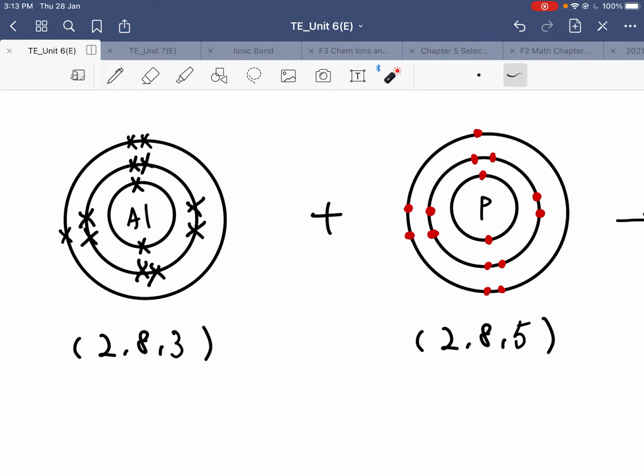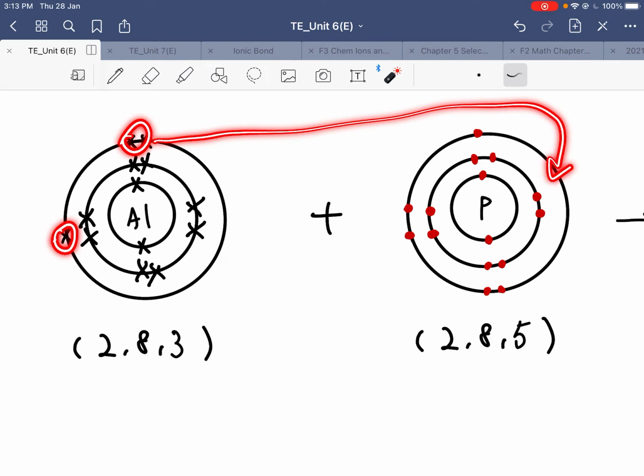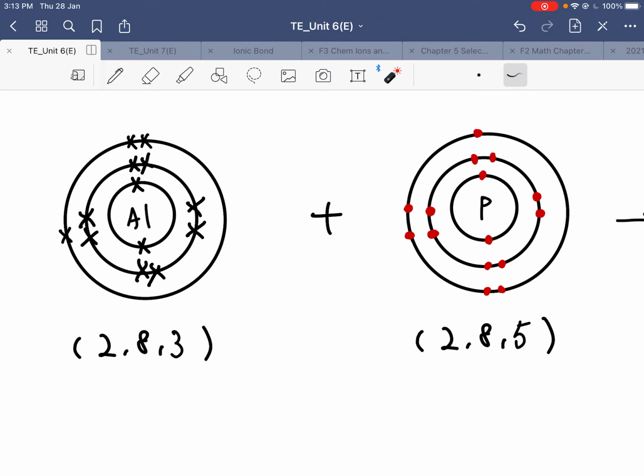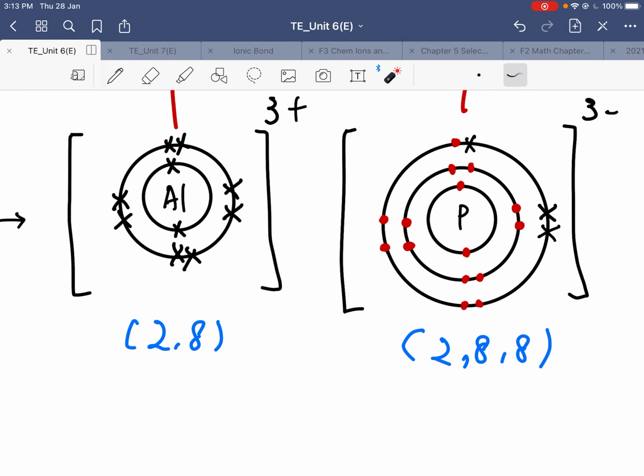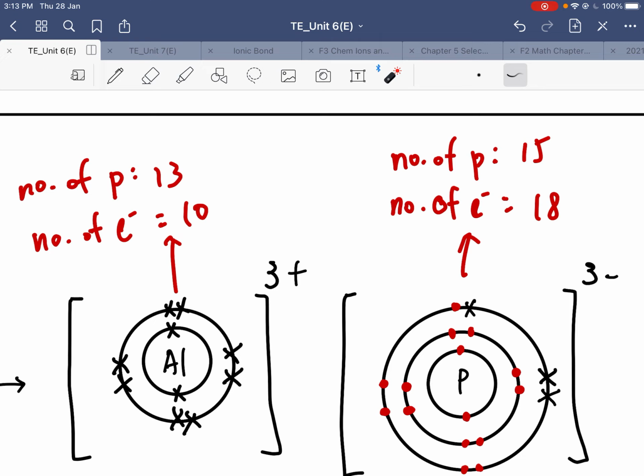So if aluminium is reacting with phosphorus, these 3 electrons can be completely transferred to phosphorus, so that both of them attain octet structure. Again, for aluminium, the number of protons is 13, but aluminium loses 3 electrons. So after the formation of the aluminium ion, you will have only 10 electrons. You have 13 positive, but 10 negative. So the overall charge is 3 plus.